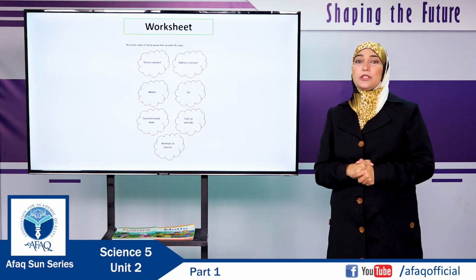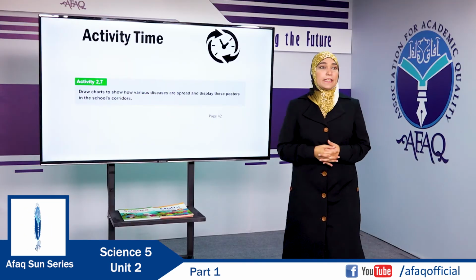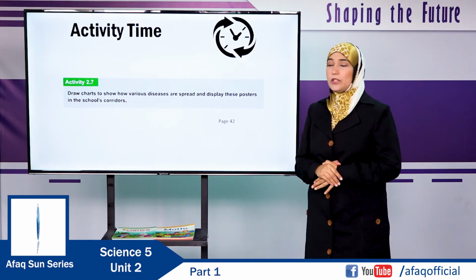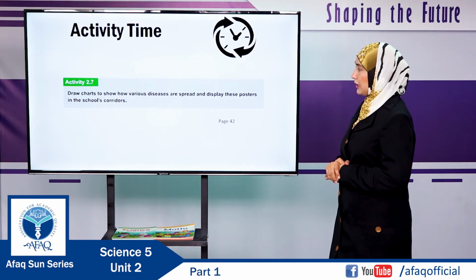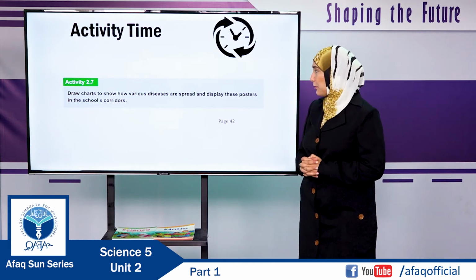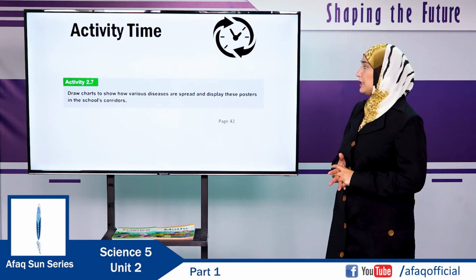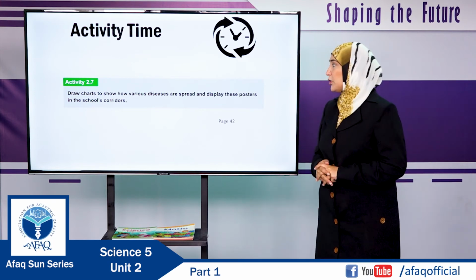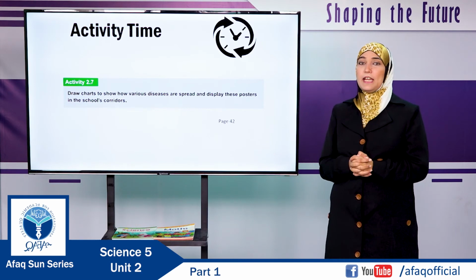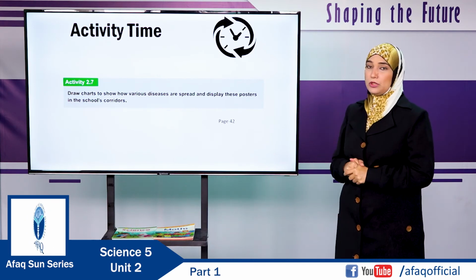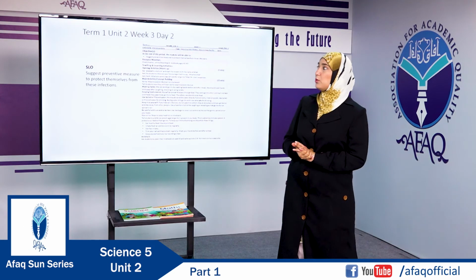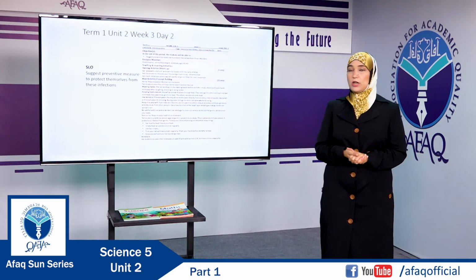Solve this worksheet and show it to your teachers. Now it's activity time. Students, open page number 42 of your textbook and read the statement. Draw charts to show how various diseases are spread and display these posters in the school's corridors. You have to make different charts showing how various diseases spread and paste those posters in your school's corridor.